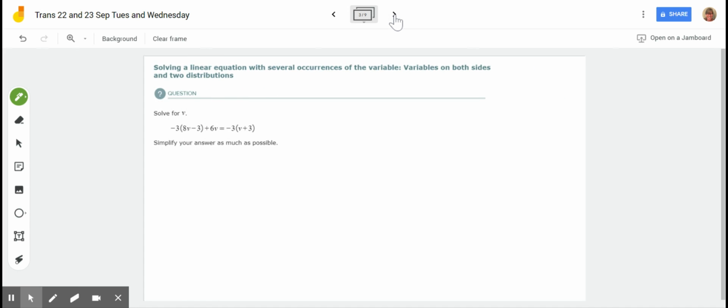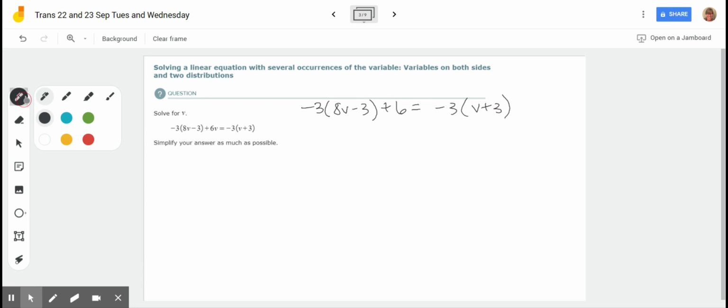Moving on. All right, this is solving a linear equation with several occurrences of variables on both sides and 2 distributions. This is actually a pretty complicated problem, and there were other easier problems that came before, but most of you had those accomplished already. So I'm going to go ahead and rewrite this problem here. There are a few of you that are still screwing up with distribution, so it's a good reminder, but the problems leading up to this will probably be good for you. So distribute. It means you distribute to each one of these.